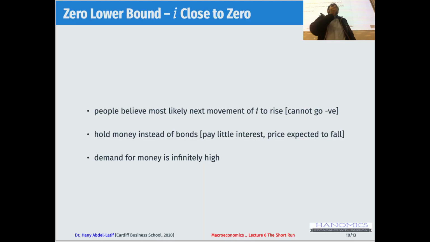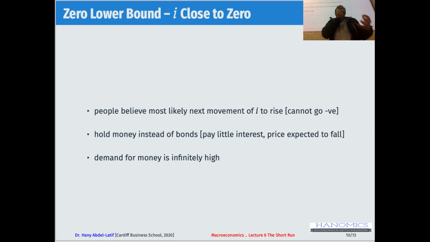Basically, when that happens, the interest rate is very low, nearly zero or zero, and in such a case, people believe that the next movement for the interest rate is likely to be up, because the interest rate cannot be negative. Because of that, people will hold money instead of bonds. Why? Because a lower interest rate means a lower opportunity cost for holding money.